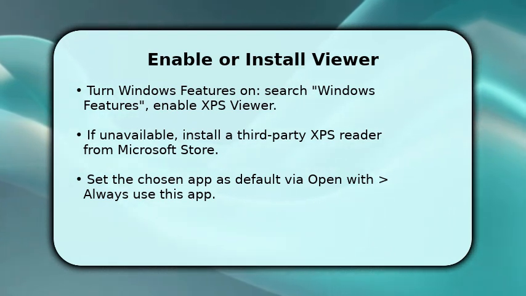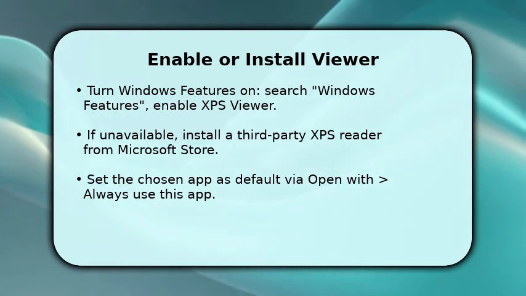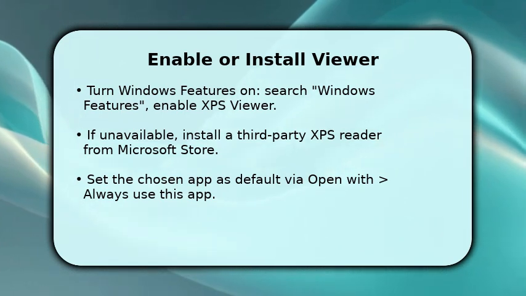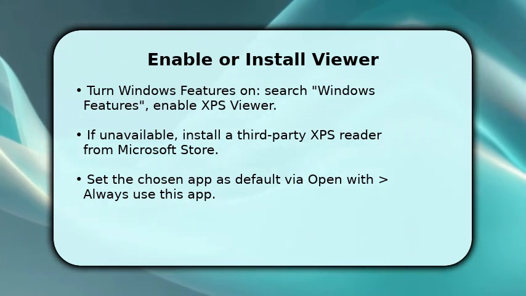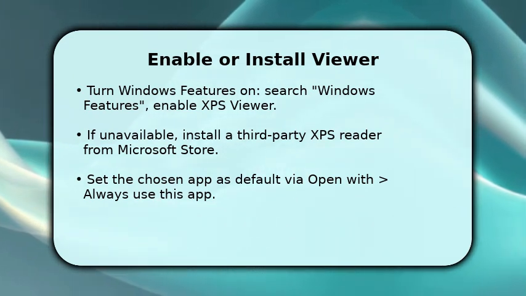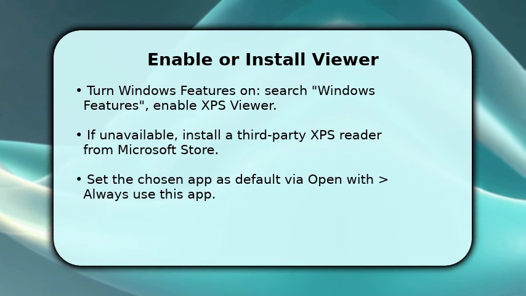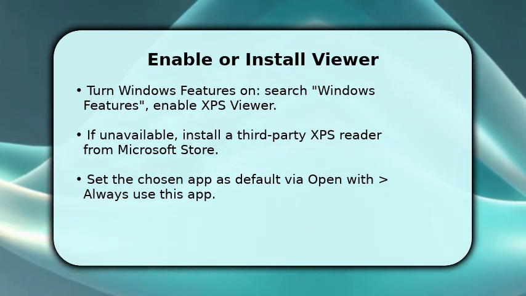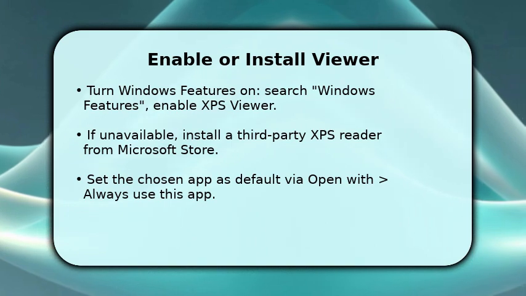If XBS Viewer isn't present, open Microsoft Store and install an XBS Reader. This gives you compatibility. After installation, right-click the XBS file, choose Open with, then always use this app so future opens are one click. This step prevents repeated selection and explains why a default matters for work.